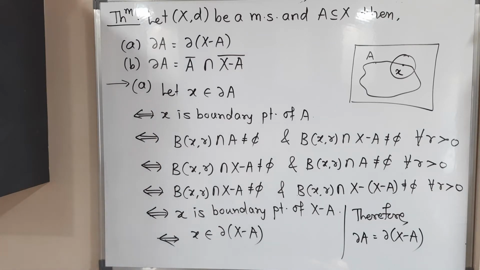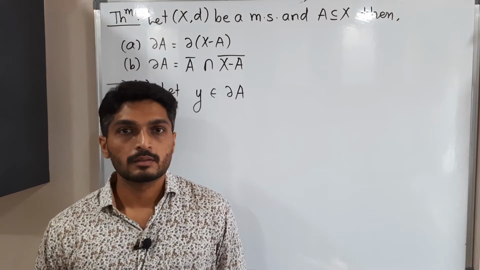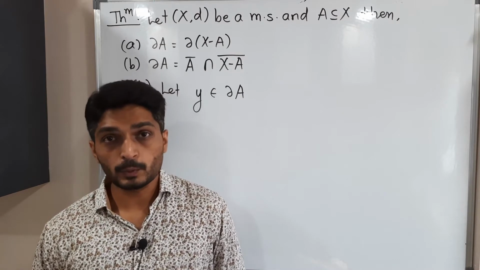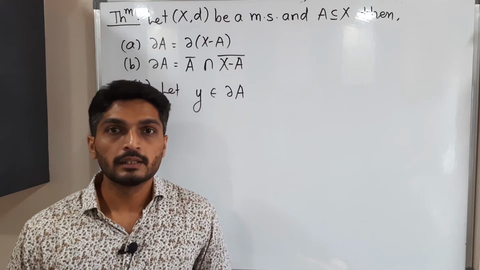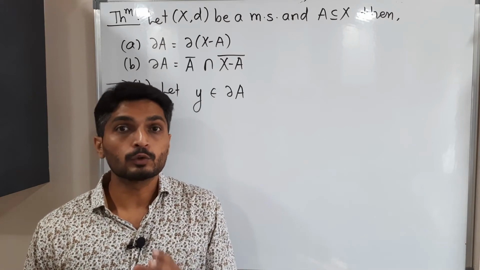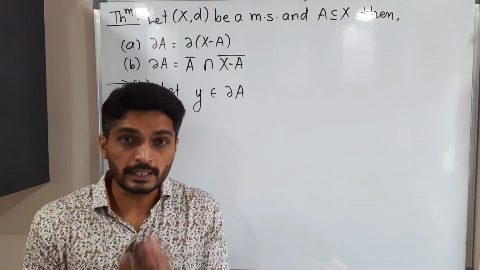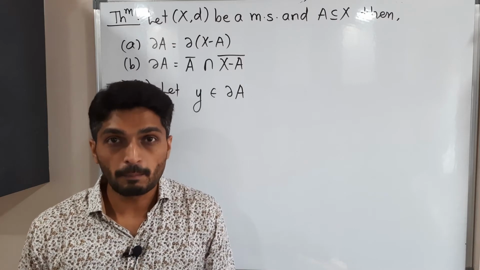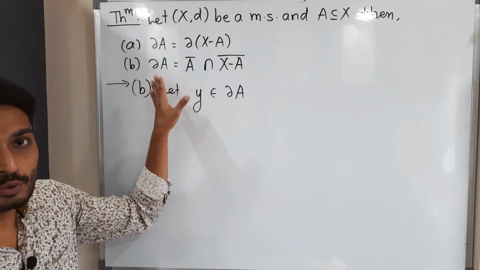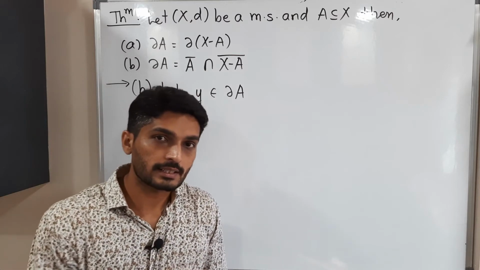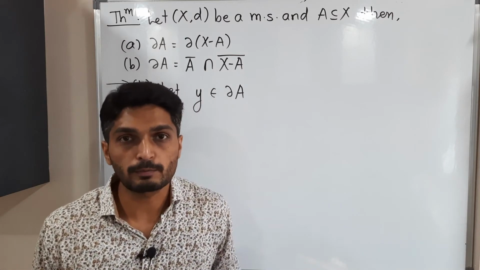Before that you can make a screenshot of it. See, in part B also we have to prove that these two sets are equal. The boundary of A is nothing but the closure of A and the closure of its complement, whatever the intersection is, that is nothing but its boundary. So here also I will show the first set is a subset of the second set, and the second is a subset of the first. So that's why both of them are equal.